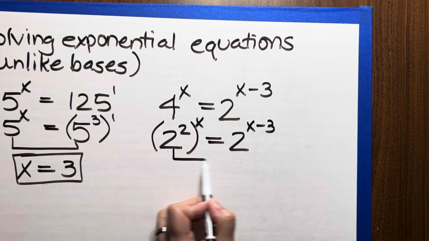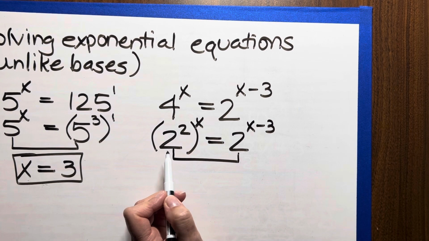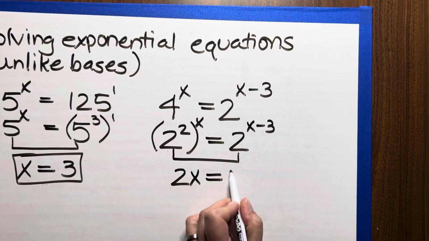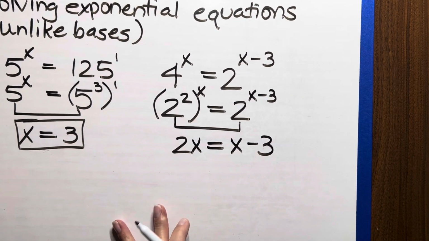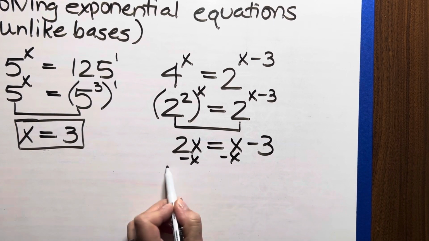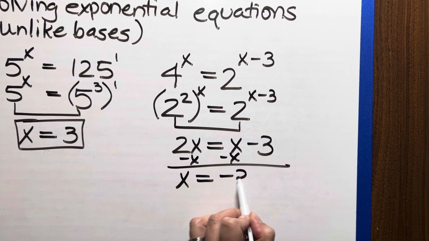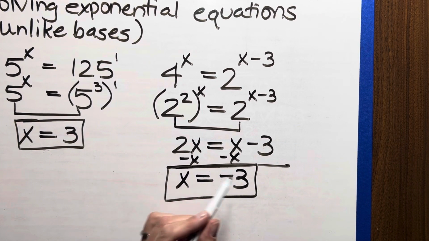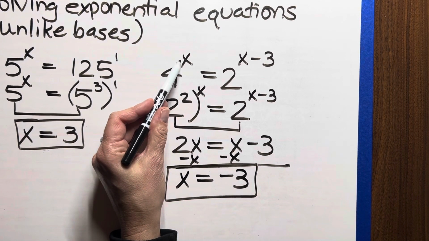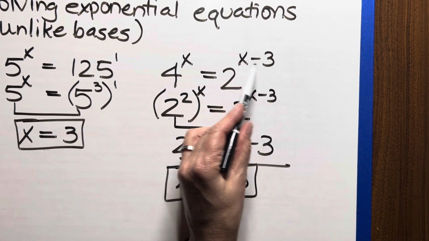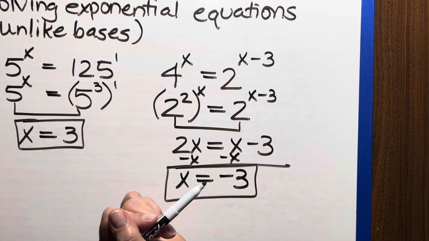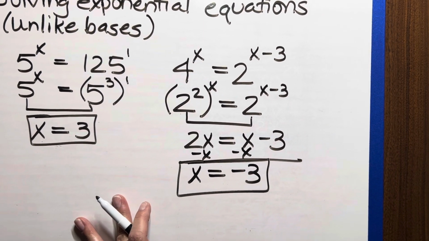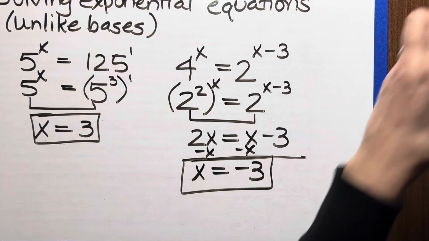So once my bases are the same, I can basically drop them, and I'm going to multiply the 2x here and set that equal to the x minus 3 over here. So to solve, let's subtract an x. So I get x is equal to -3. If I go back and plug these in, I would probably use my calculator and do 4 to the -3rd power, and then do 2 to the -3 minus 3 power to check my answer. If it works out, even if the number is a decimal or looks a little bit funky, as long as they're equal, then you've gotten the right solution.